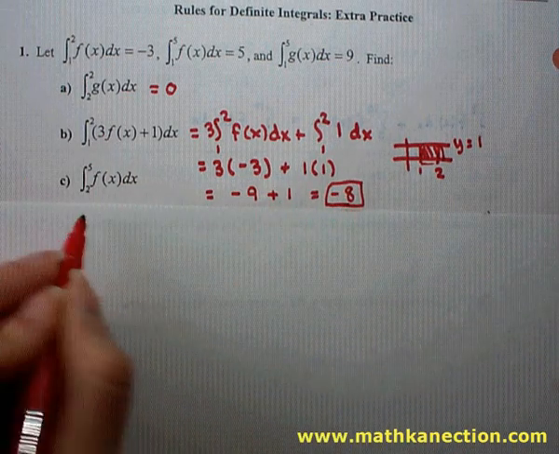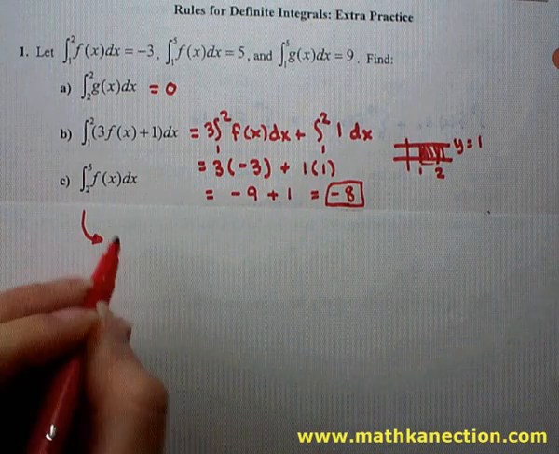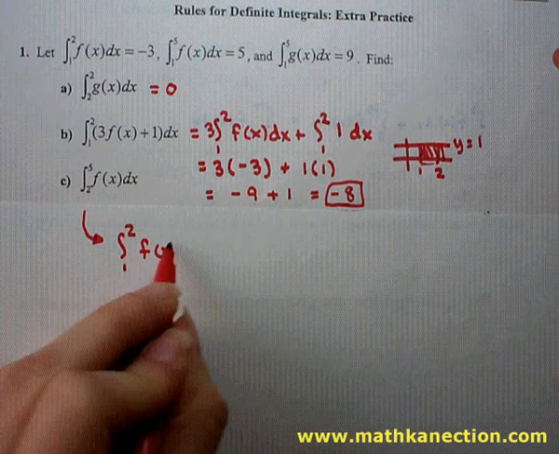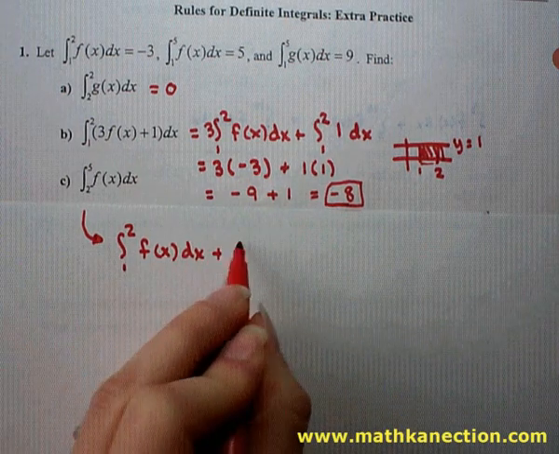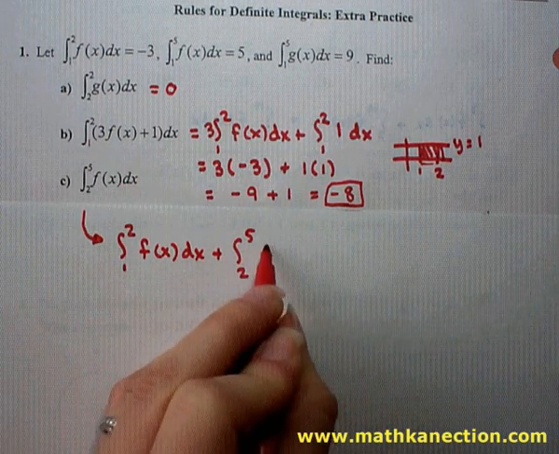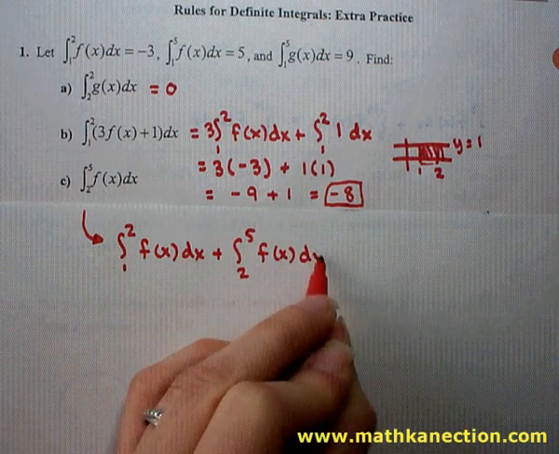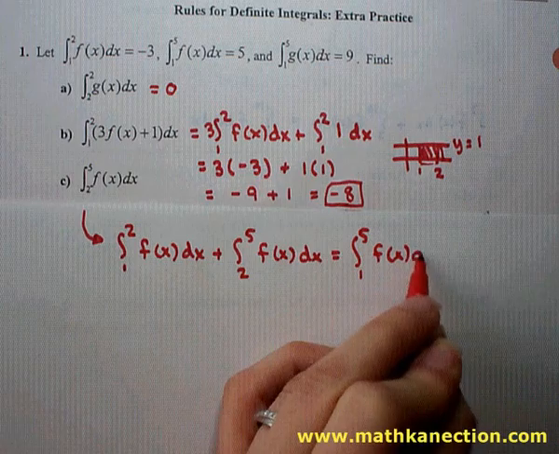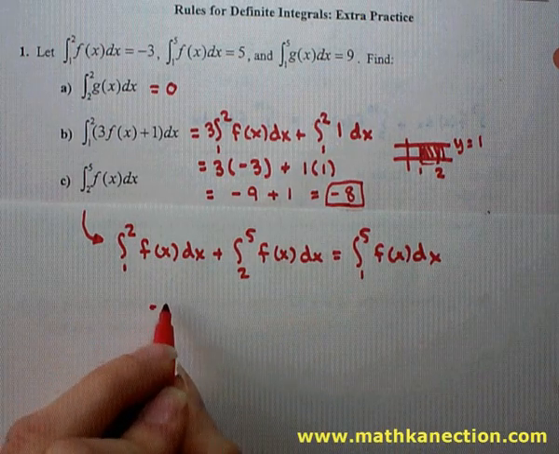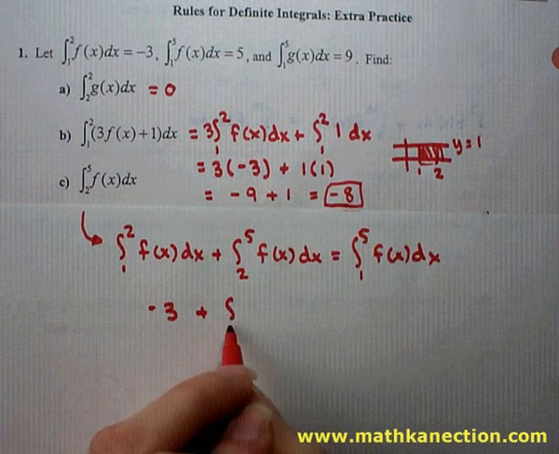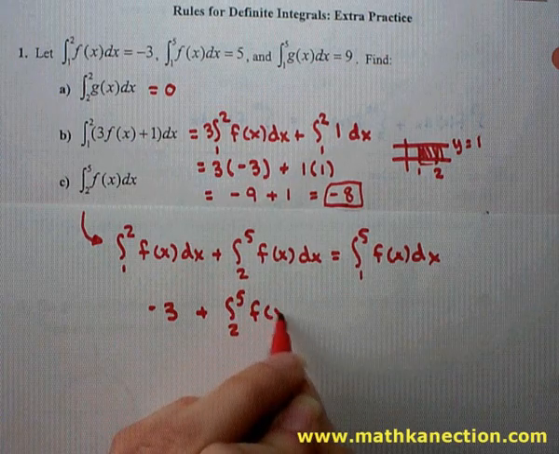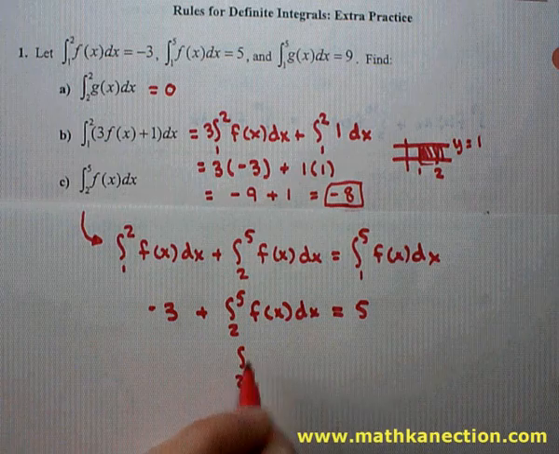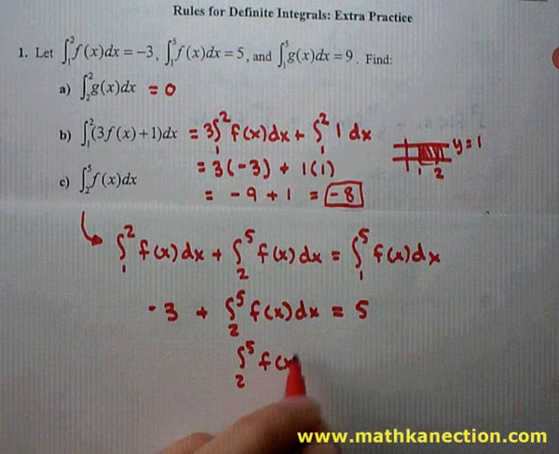For part C, we're looking at the integral from 2 to 5 of f of x dx. So we need the integral from 1 to 2 of f of x dx, plus the integral from 2 to 5 of f of x dx, and that equals the integral from 1 to 5 of f of x dx. So the integral from 1 to 2 was negative 3. Integral from 2 to 5 of f of x dx we don't know. And the integral from 1 to 5 of f of x dx is just given as 5. So the integral from 2 to 5 of f of x dx is equal to 8.